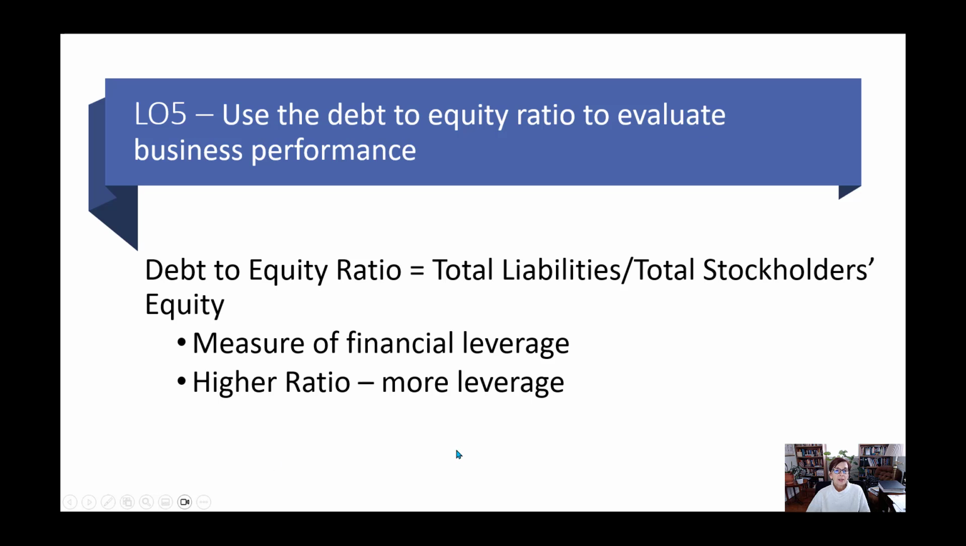Finally, let's take a look at the debt to equity ratio. So the debt to equity ratio is fairly simple. You would go to the balance sheet and you're going to look for your total liabilities, like the number we just saw, and you're going to divide that by total stockholders' equity. This is a measure of financial leverage, and the higher the ratio, the more leverage. The more leverage means you have more liabilities. Let's take a quick look at what leverage is.